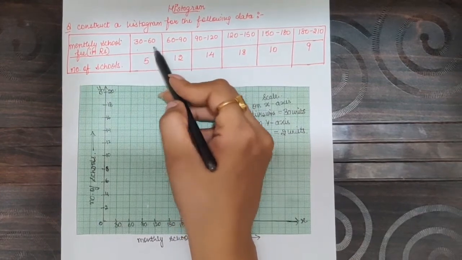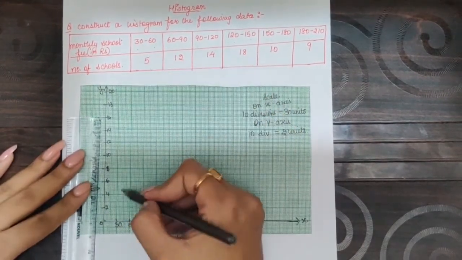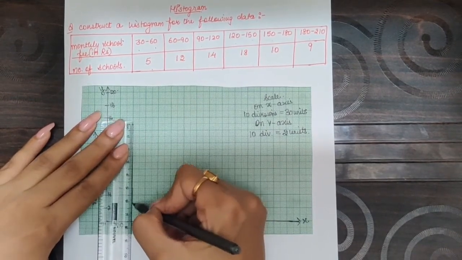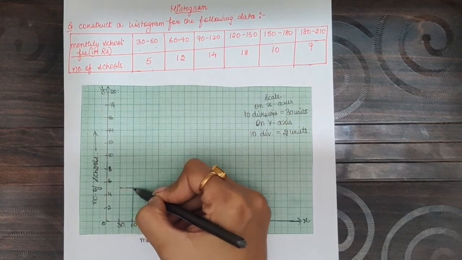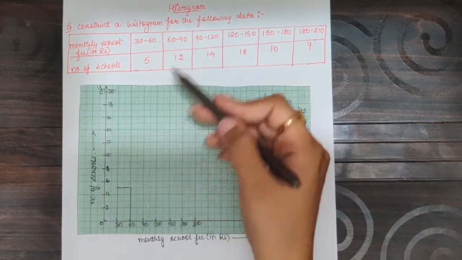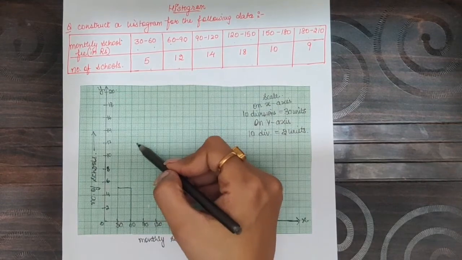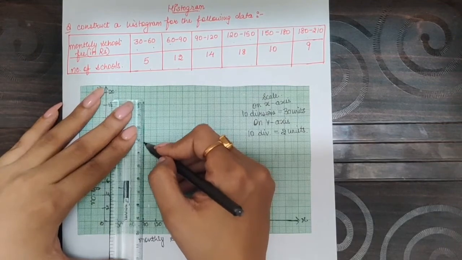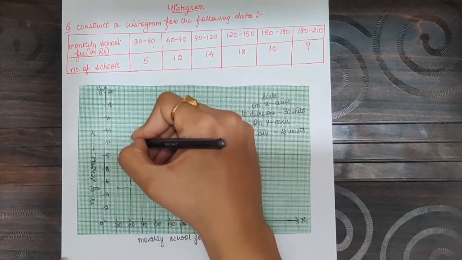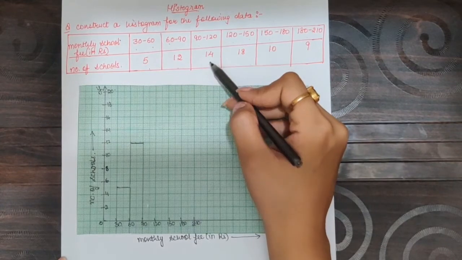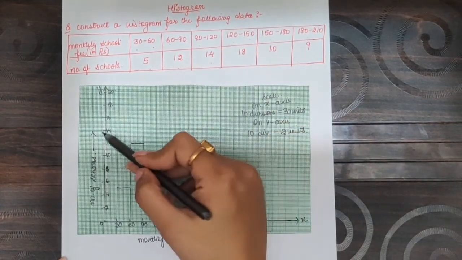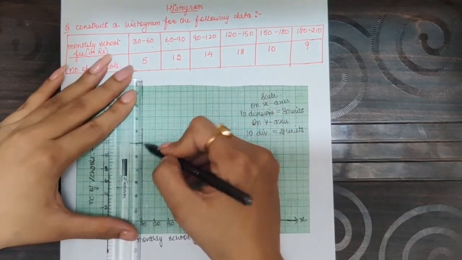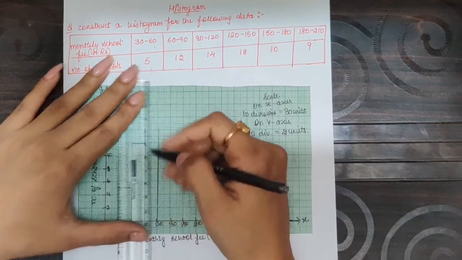For interval 30 to 60, frequency is 5. Draw a rectangle representing frequency 5 for class interval 30 to 60. For 60 to 90, frequency is 12. Draw a rectangle representing frequency 12 for class interval 60 to 90. For 90 to 120, frequency is 14. So draw a rectangle representing 14 for class interval 90 to 120.